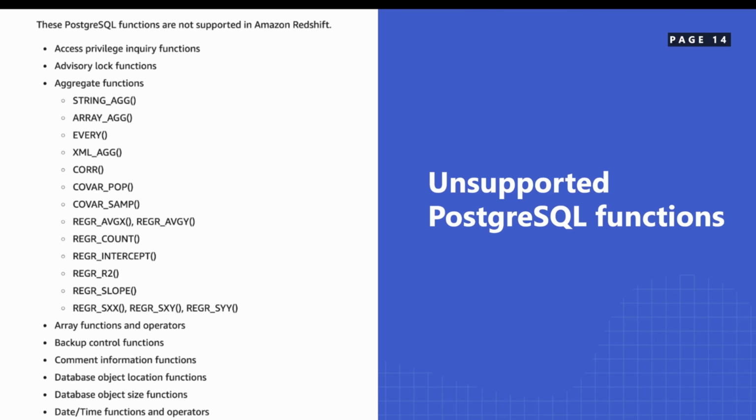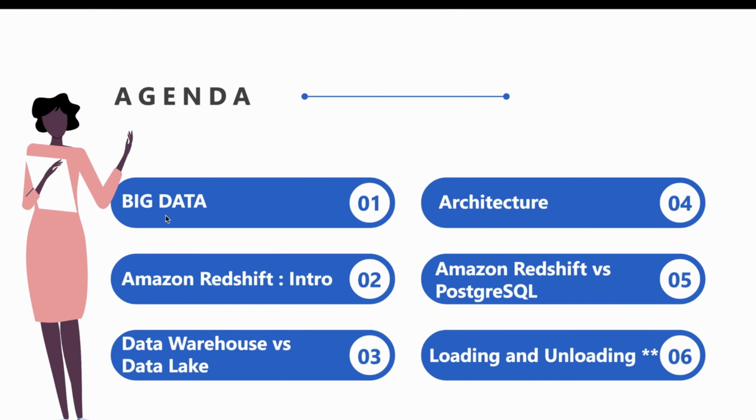So that's all about this. In the previous video we saw big data, Amazon Redshift, what Amazon Redshift is, and the key difference between a data warehouse and a data lake. And in this video we have seen the architecture and Amazon Redshift SQL versus PostgreSQL. What is the difference between Amazon Redshift and PostgreSQL? So we have done up to this.